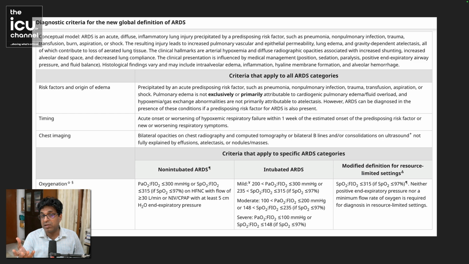Now if the ABG machine is not available and saturation is less than 97%, look at the SpO2 to FiO2 ratio. If it is less than 315, ARDS. If it is between 235 and 315, mild ARDS. If it is between 148 and 235, moderate ARDS. If it is less than 148, severe ARDS. Then in resource limited settings, if all these risk factors, timing and imaging are present and supporting, and if the saturation is less than 97% and the SpO2 to FiO2 ratio is less than 315, you will say that this is ARDS.